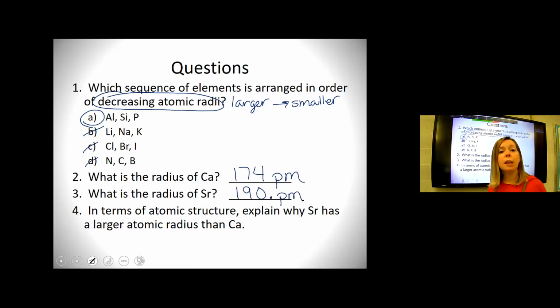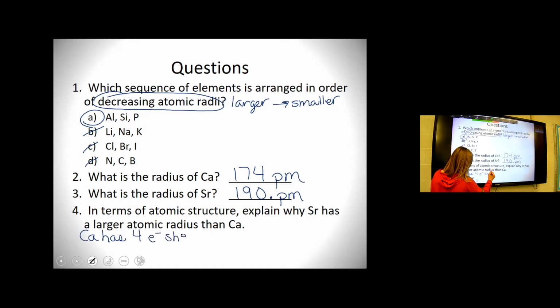All right, now we need to explain why Sr has a larger radius than calcium. So now if we flip back to the periodic table, look at where they're located in relation to each other on the periodic table. So they are in the same group, but Sr is below calcium. So if we look at their electron configurations, we see that calcium has 4 electron shells. So calcium would have 4 rings around its nucleus, and Sr is in period 5, so it has 5 electron shells.